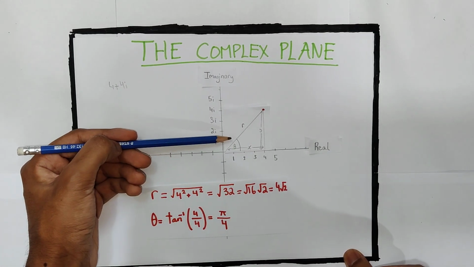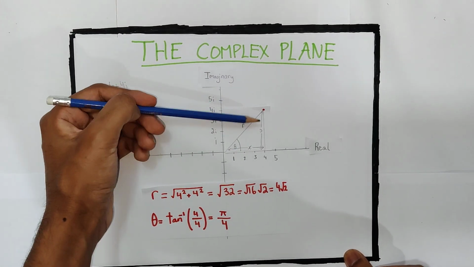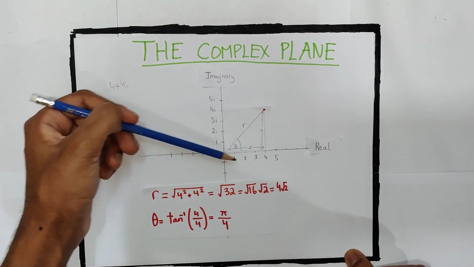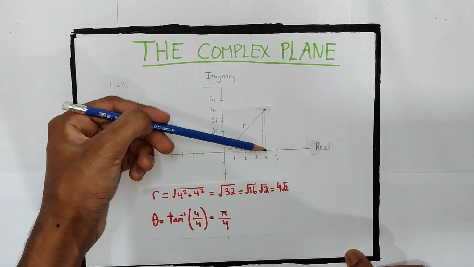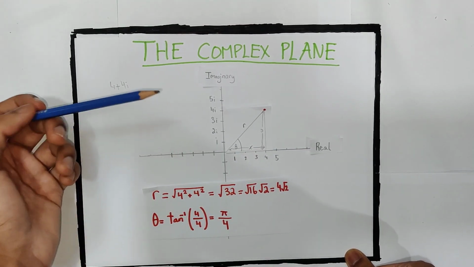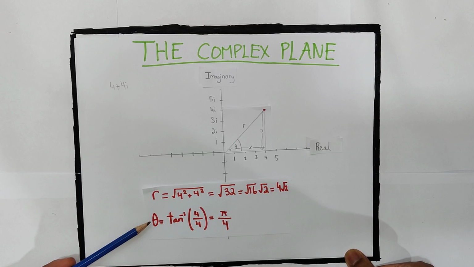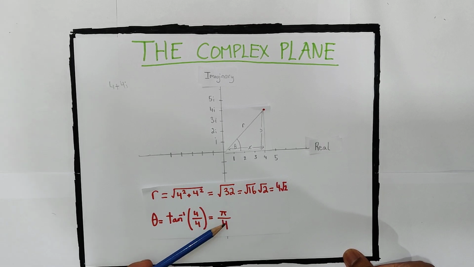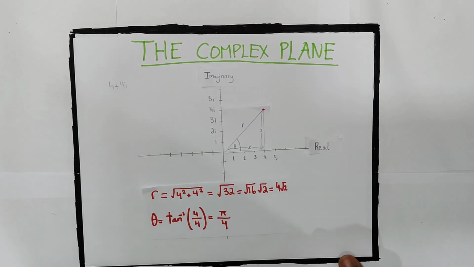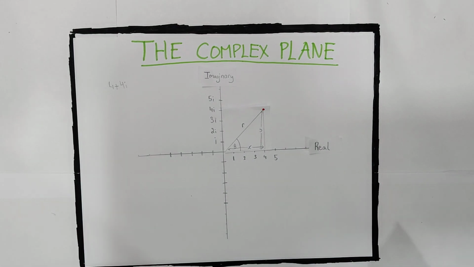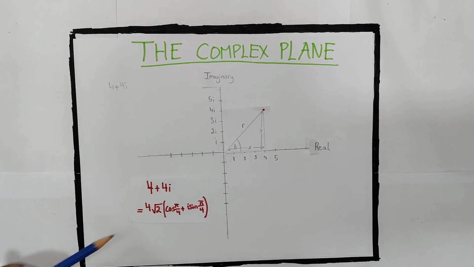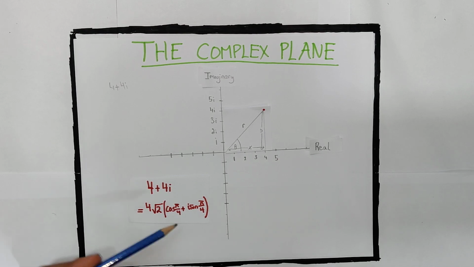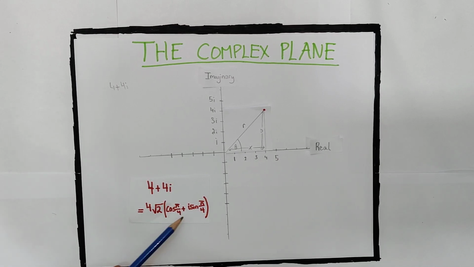Theta, we can use tan to figure out, because we know this distance, the opposite, and we know the adjacent. If you know the opposite of an angle and the adjacent of an angle, you can figure out the angle using tan, because tan theta is opposite over adjacent. So theta will be the tan inverse of 4 divided by 4, which is pi over 4 radians, or 45 degrees. So this number, 4 plus 4i, can be represented by 4 root 2 into, just like before, cosine of theta plus i sine of theta. In this case, cosine of pi on 4 plus i sine pi on 4.